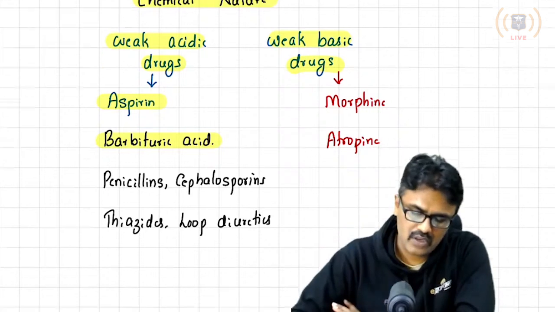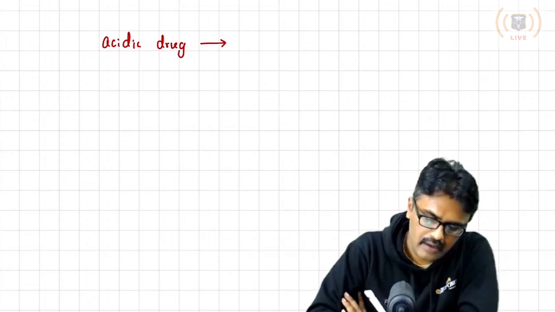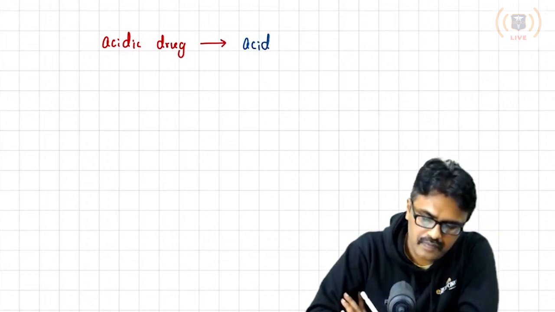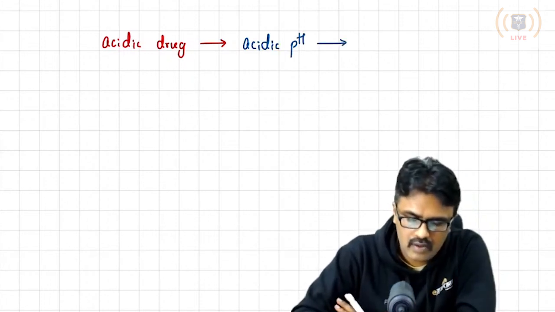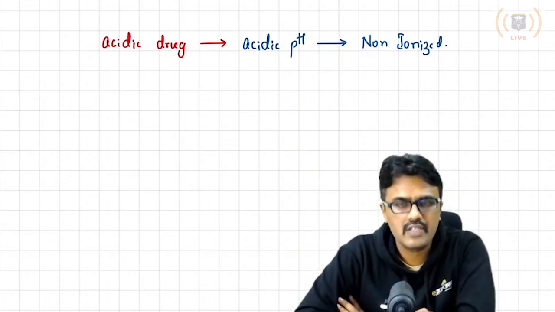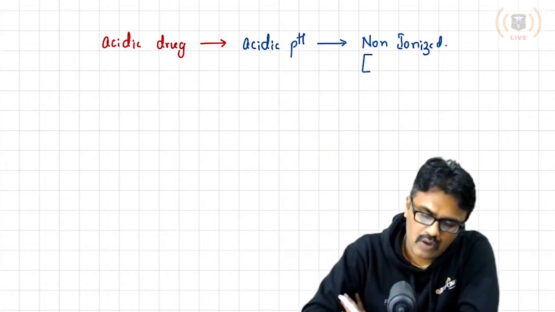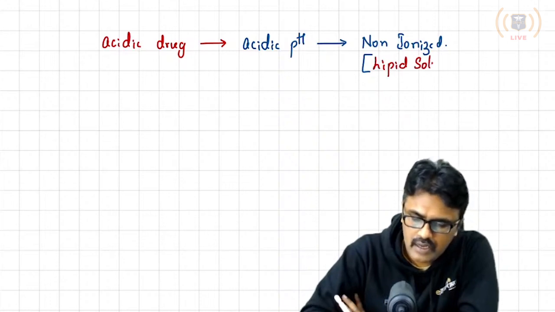Now let me make you understand still with one more image. What is rule number one? If you place an acidic drug in acidic pH, this drug will be non-ionized. And if a drug is non-ionized, we call it a lipid soluble drug. A non-ionized drug is a lipid soluble drug.